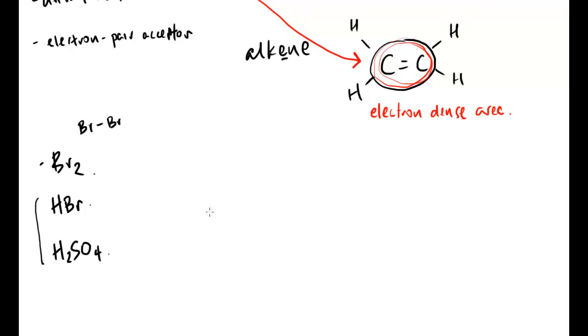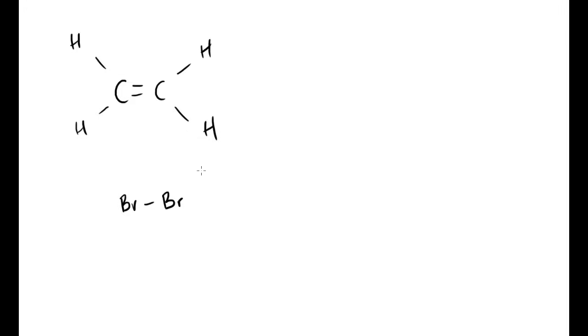So let's have a look at this mechanism then. Okay, so this is our starting position for our mechanism. We've got, in this case, a molecule of ethene, and we've got the bromine molecule as well. So Br2, C2H4. Now at this point you might be thinking, well, how can this occur? How can this as a mechanism actually happen?